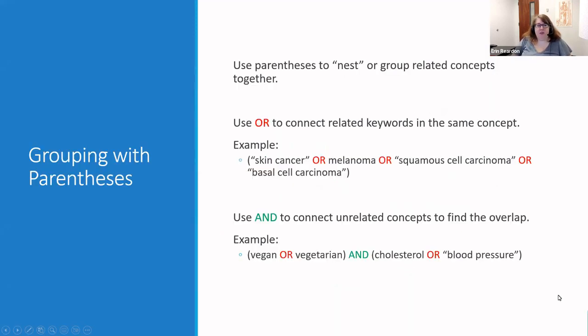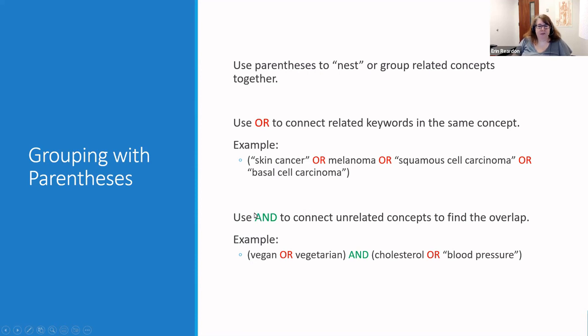So you can use parentheses to kind of group related concepts together. And this can be useful when you want to find the overlap of 2 different concepts. So if you were to take the concept of skin cancer, you might want to look for other words that are related to skin cancer, like melanoma or squamous cell carcinoma or basal cell carcinoma. So if you put all these together and you use the word or in between them, you're going to find articles that are about any of these, that mention any of these words in it.